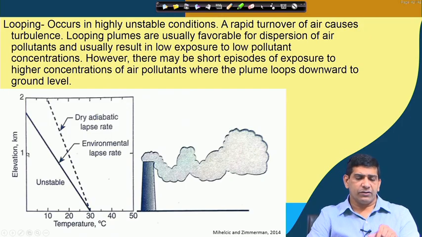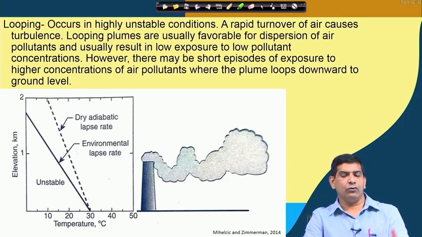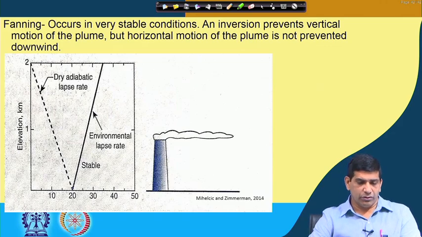So, looping occurs in highly unstable conditions. A rapid turnover of air causes turbulence. Looping plumes are usually preferable for dispersion of air pollutants and usually result in low exposure to pollutant concentration. However, there could be episodes of exposure to high concentration, where the plume loops downwards to ground level. So, you have a looping where the loop is actually coming back to the ground and creating exposure.